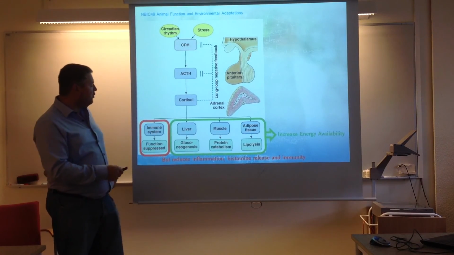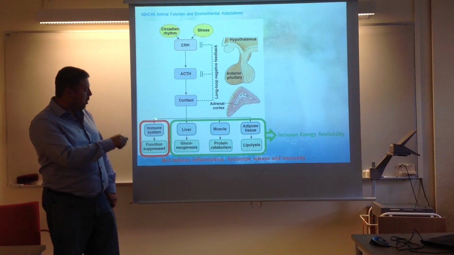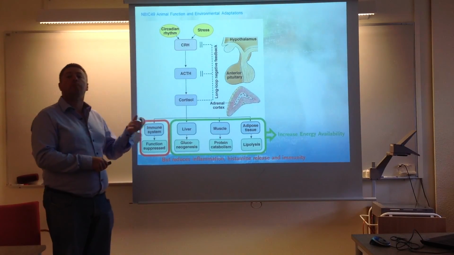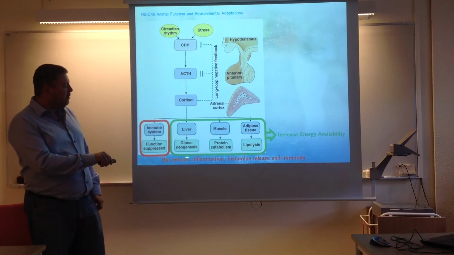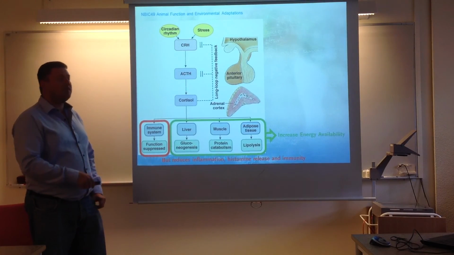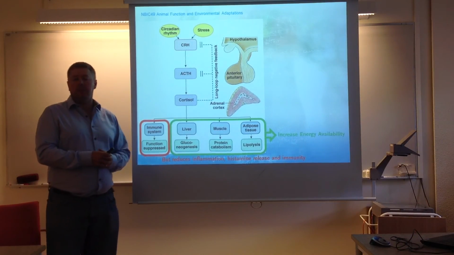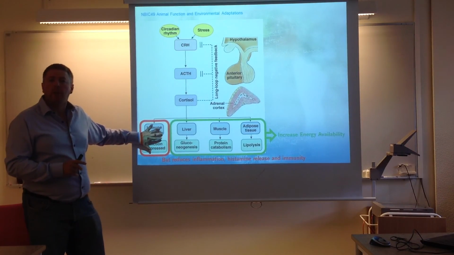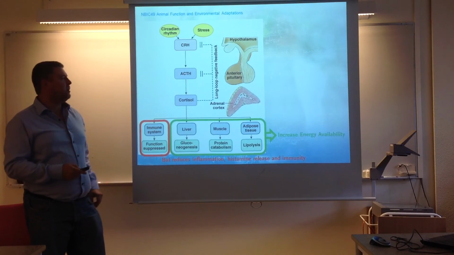In the case of the immune system, and you see this by this red box, essentially we know that the response of the immune system is suppression, a reduction of inflammation, histamine release, and an overall reduction in immunity. And obviously you can already foresee that this is going to be part of the problem in a stress response, as we will be discussing later.